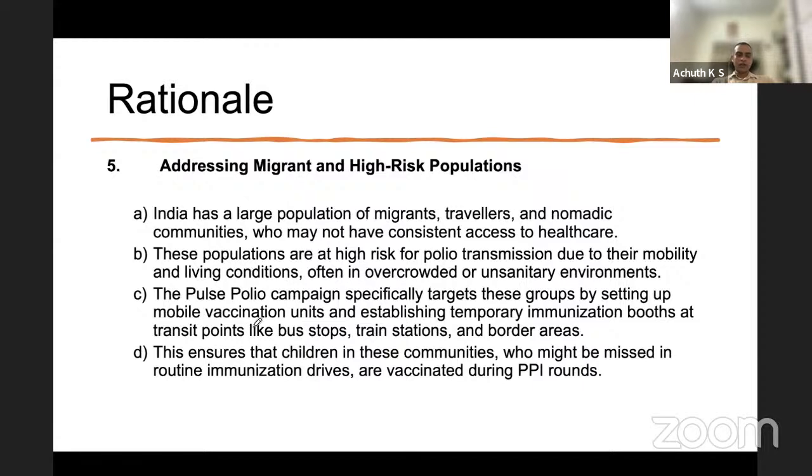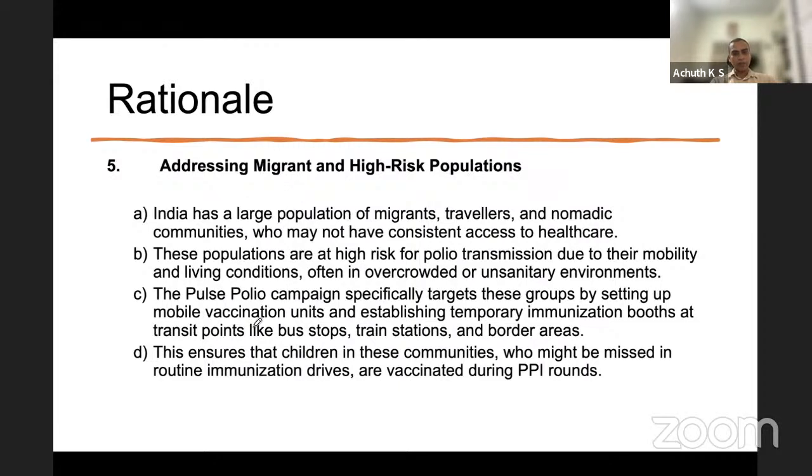Coming to the other rationale of doing this pulse polio immunization. India is such a country where there are a large number of migrants, travelers, and nomadic communities. Why? For the sake of job and livelihood. These populations were at high risk of carrying the virus from different geographical parts of the country to the parts where it was a low risk area. And when they come over to the new areas, either they live in poor conditions or overcrowded conditions.